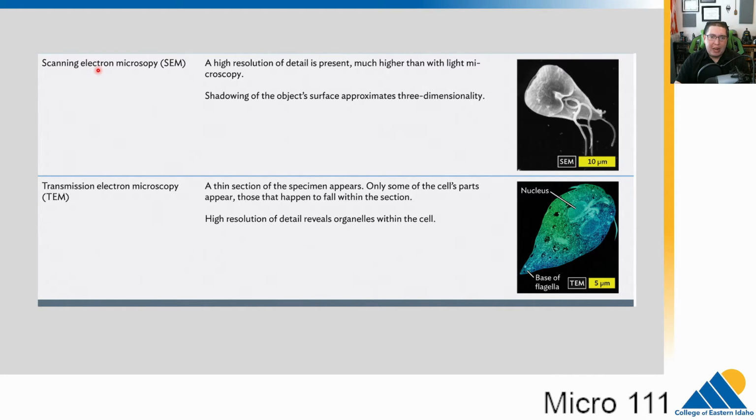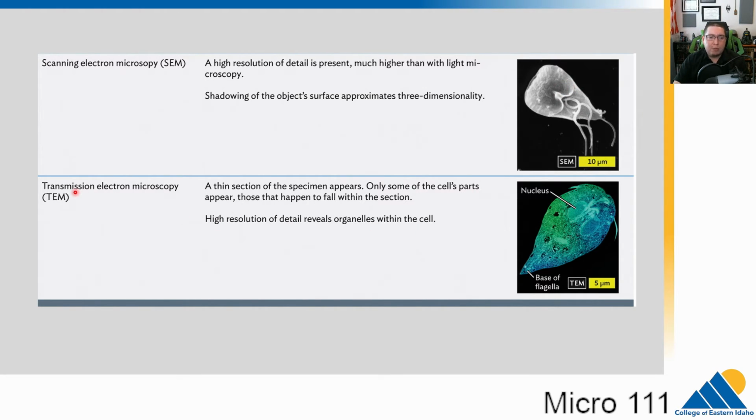There's one called a scanning electron microscope. This gives surface detail. It's kind of like a phonograph needle or record player needle that scans over the top of a surface. But instead of using light, it uses electrons, which have a much smaller wavelength, so we can get higher resolution of objects. So you'll notice this is down to 10 micrometers.